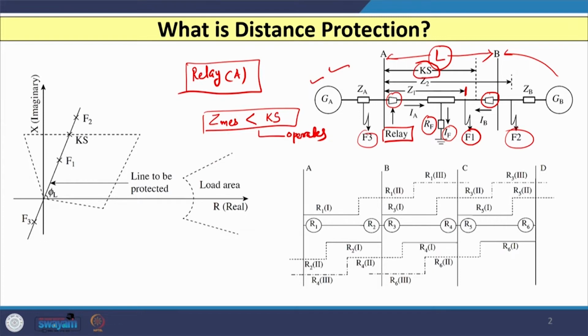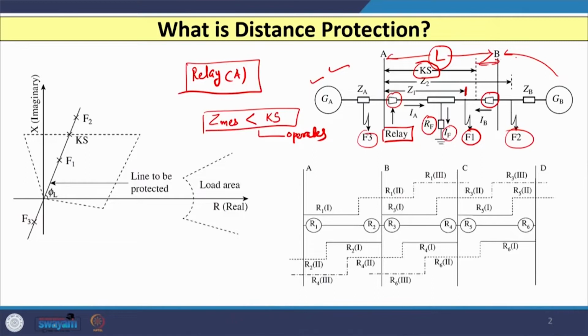Normally, each distance relay has three zones. The first zone covers 80% of the line length, and the first zone is the instantaneous operation zone. The second zone is a time delayed zone which covers the remaining 20%, this one, and it also goes 50% into the adjacent line. The third zone is also a time delayed zone, and that covers up to the end of the next to next substation.